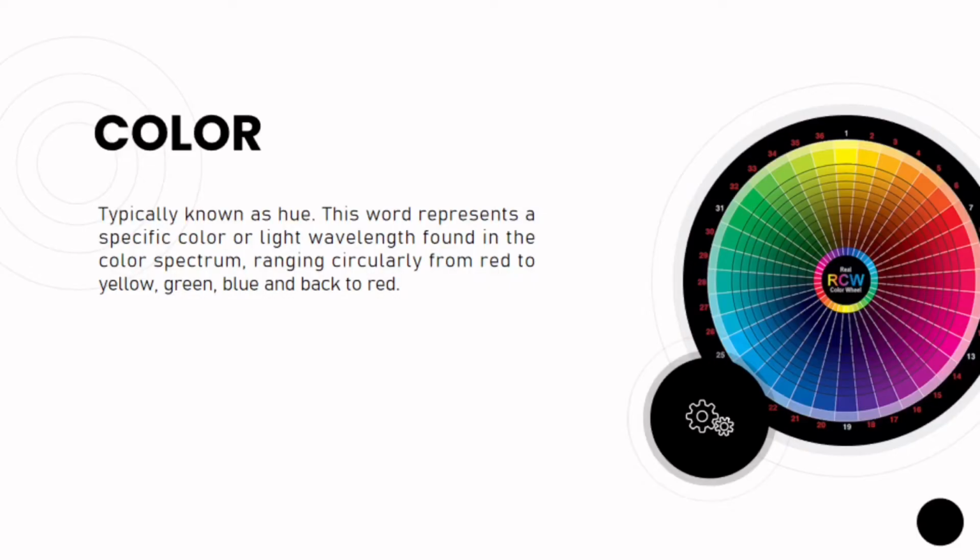One of the elements of digital media is color. So color, typically known as hue. This word represents a specific color or light wavelength found in the color spectrum, ranging circularly from red to yellow, green, blue, and back to red.